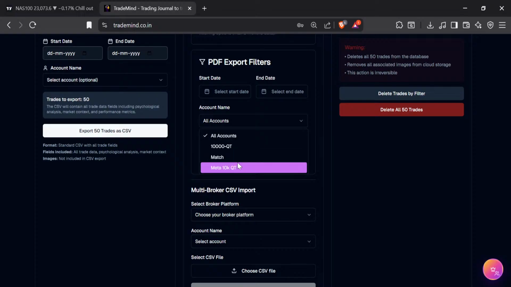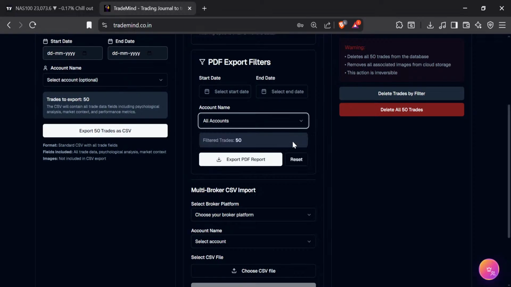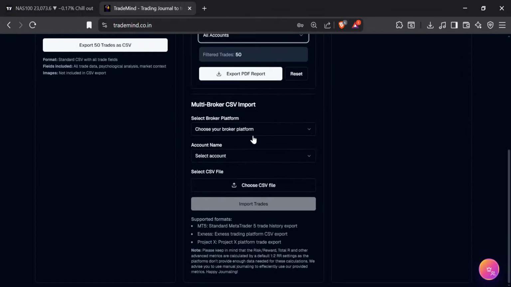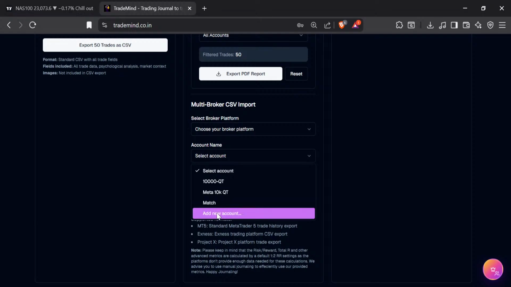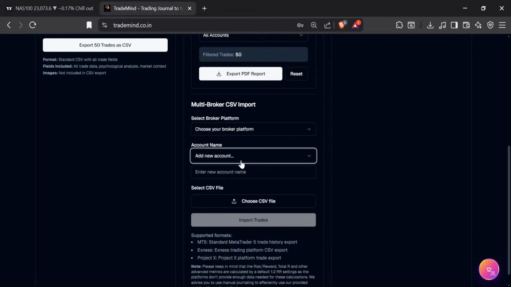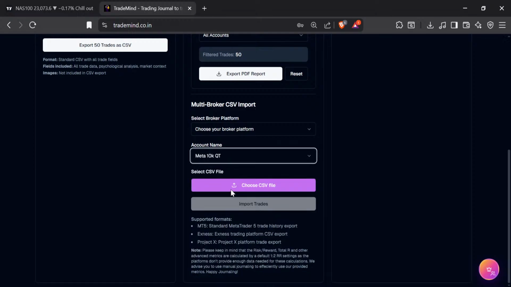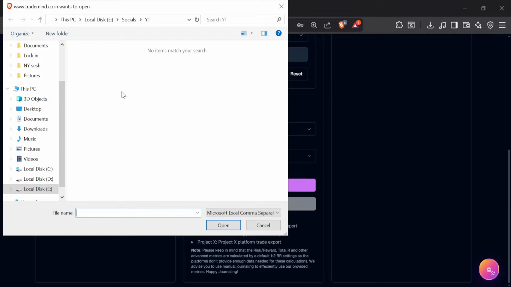You can add a new account here if you're currently importing new details, or else you can just choose the existing account. Then choose your CSV file.